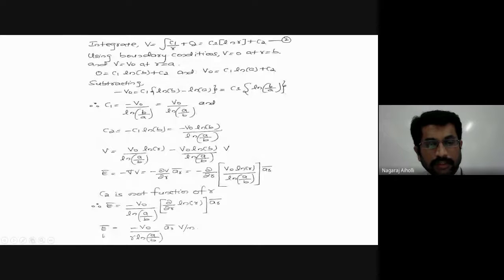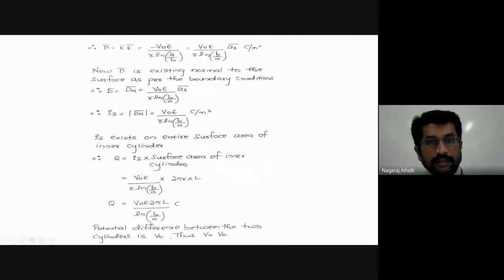E bar is known, here we have found out, that is minus V naught epsilon divided by R ln A by B, right? Epsilon into E bar. This is further equal to V naught epsilon divided by R ln B by A. I am rearranging the terms. If it is minus and I want to make it plus, I will rearrange the numerator and denominator. Numerator I will bring to the denominator, denominator I will bring to the numerator. That will give me plus, because I am multiplying with the minus sign as I told in the previous equation. AR bar coulomb per meter square.